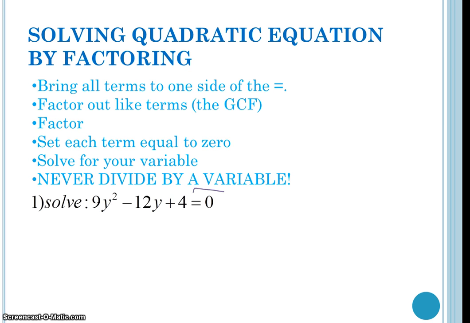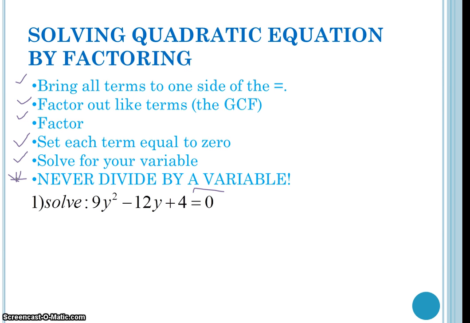When we solve these, we are going to bring all terms to the one side of the equal sign. We're going to always factor out the GCFs just like we did with factoring. Then we're going to factor it, and then we're going to set each term equal to 0 and solve for our variable. And we are never, ever, ever going to divide by a variable. Okay, so for this first one, we're going to factor it.